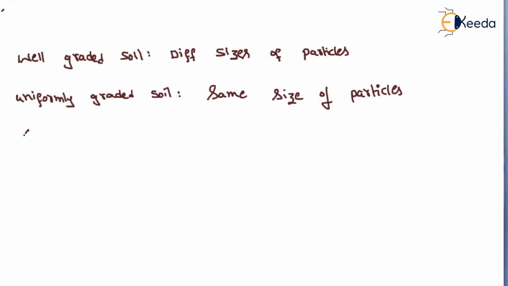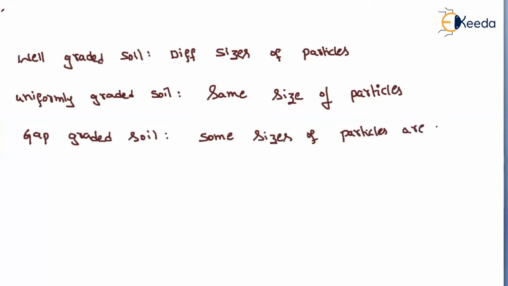Similarly, gap graded soil. The name itself says there is a gap. There is some gap in the curve, or we can say some sizes of particles are missing. By listening to the name itself, we can understand. If it is well graded, all the sizes of the particles are present. If it is uniformly graded, the soil consists of the same sizes of particles, exactly not the same but a very small range of particles. If it is gap graded, there is some gap, that means some particles are missing.